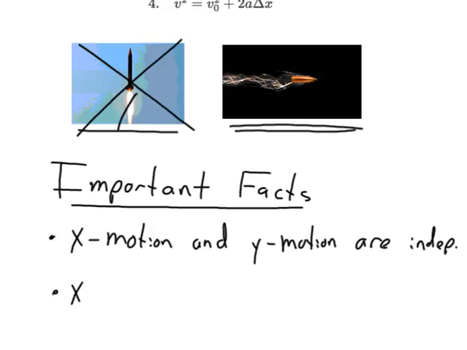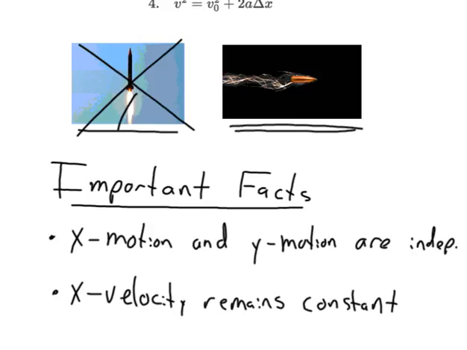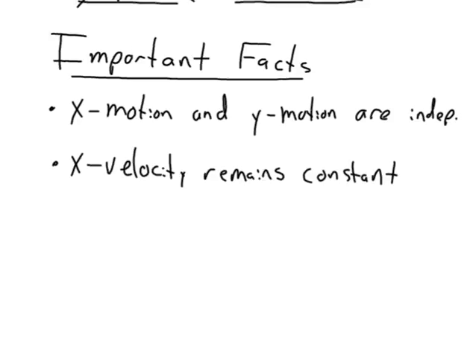So that's the next point. X velocity always remains constant. X velocity remains constant if you ignore air drag. In the case of this bullet, of course the air drag would slow it down and keep it from moving as fast in the X direction. But if you ignore air resistance, which we'll do in this case, there's no force to slow the X motion down. So X velocity will stay constant.